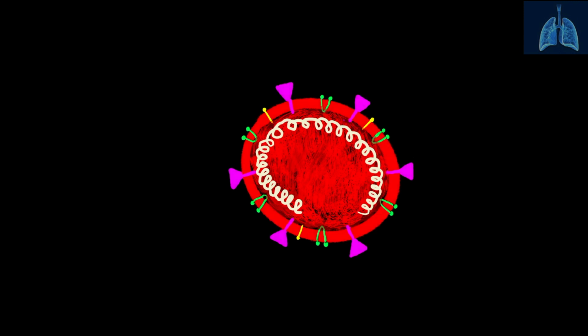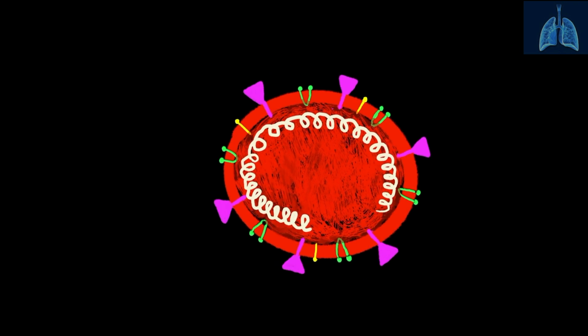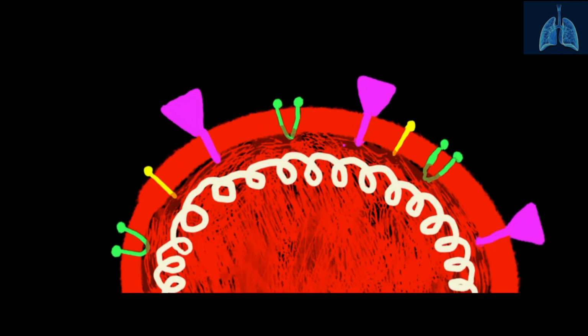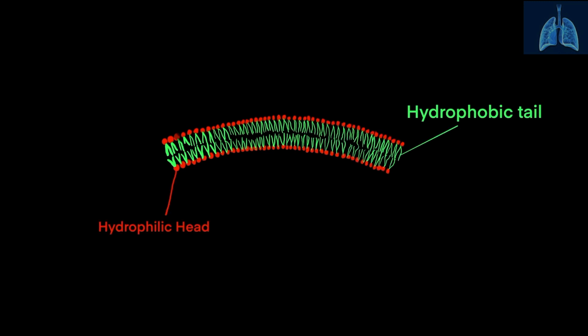If you look at the wall of the virus, you would see that the wall is composed of a phospholipid bilayer. The phospholipids are composed of a hydrophilic head and a hydrophobic tail, as shown here. And the hydrophilic heads are oriented outwards and inwards, and the hydrophobic tails are sandwiched in between.